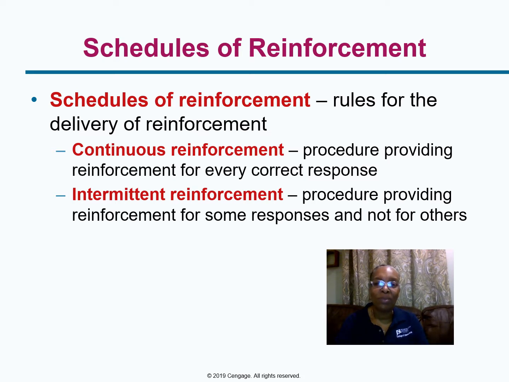Schedules of reinforcement. The simplest procedure in operant conditioning is to provide reinforcement for every correct response. This procedure is known as continuous reinforcement. Let's talk real world though. Continuous reinforcement is not always that common. Reinforcement for some responses and not for others is what we call intermittent or partial reinforcement.